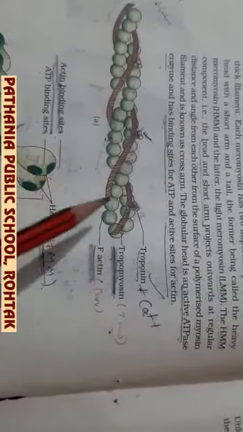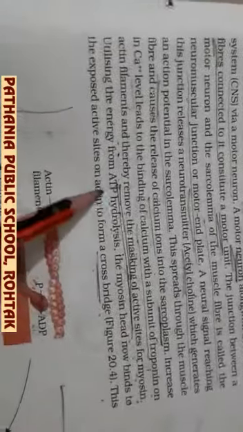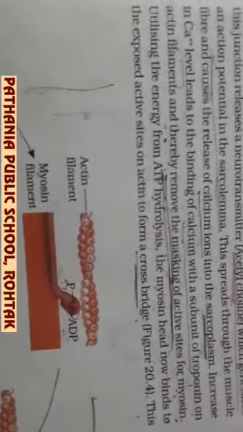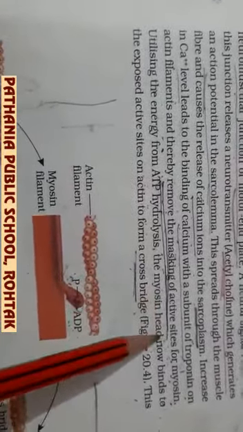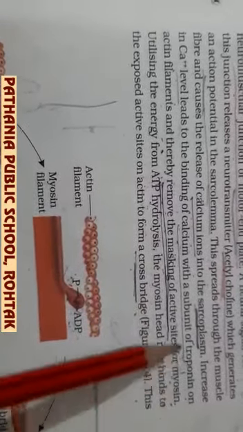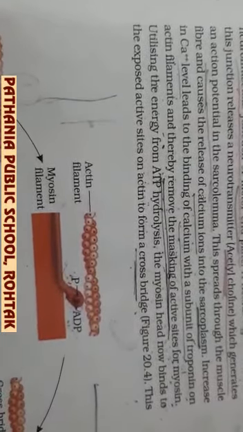What does it mean? It means that actually this myosin head is to bind with this site of the actin filament. So it was being hidden by the troponin. So once the calcium has bound with the troponin, it has removed the masking of the active sites for the myosin. This point will be clear again when we discuss the theory.